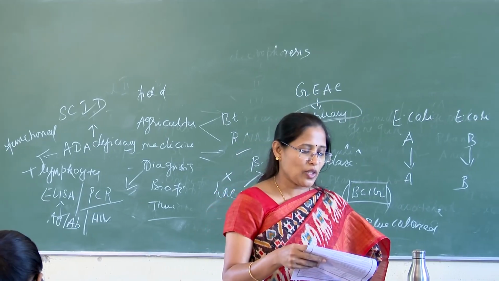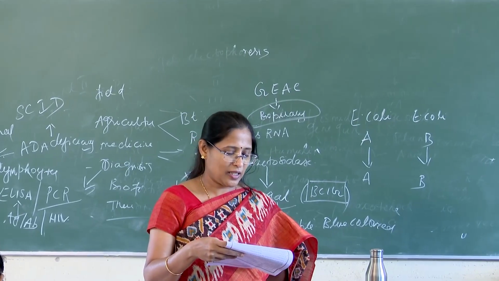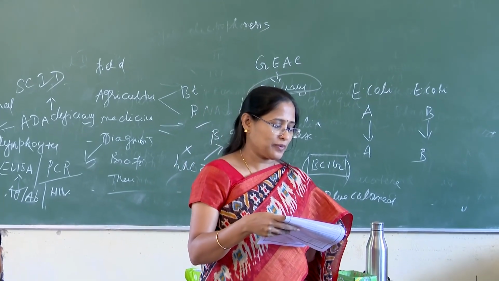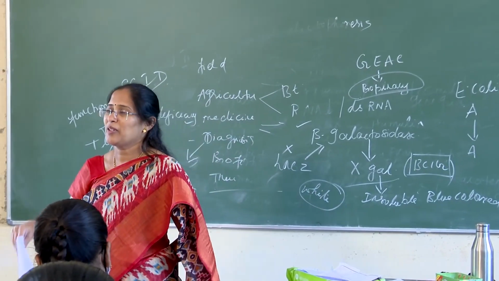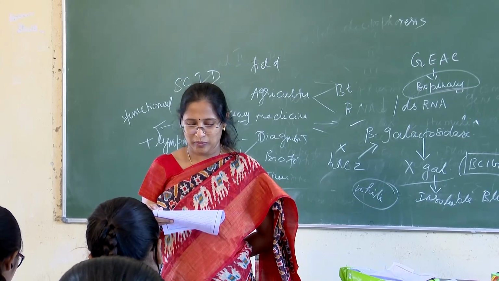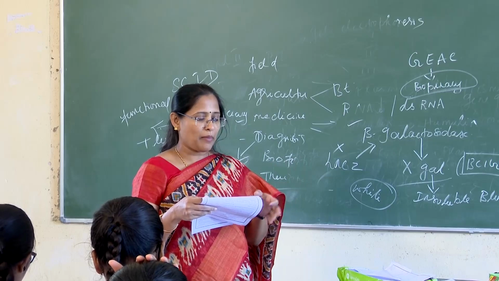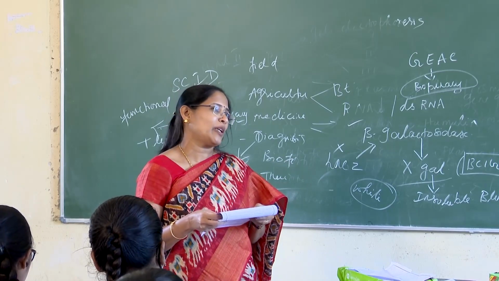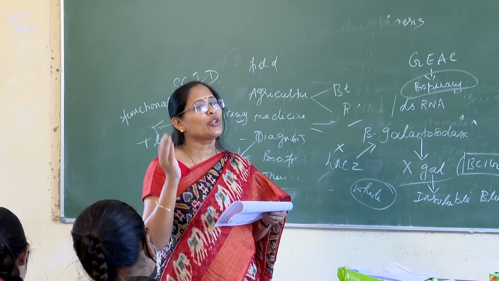Next. Which of the following steps are catalyzed by Taq polymerase? Which step? A, B, C or D? All of this. It is C. Denaturation, we want to separate them. Annealing, we will add the primer to it by reducing the temperature. And then extension is by adding the nucleotide.